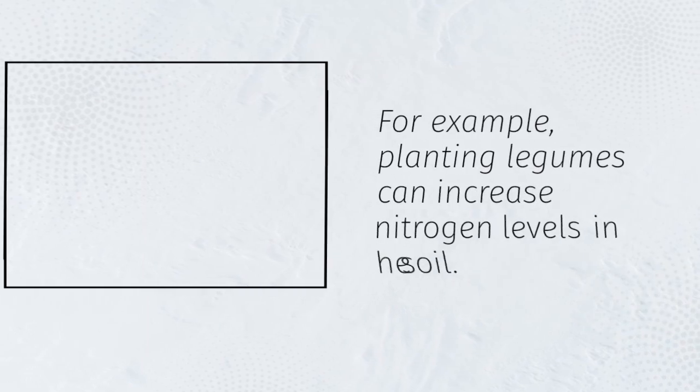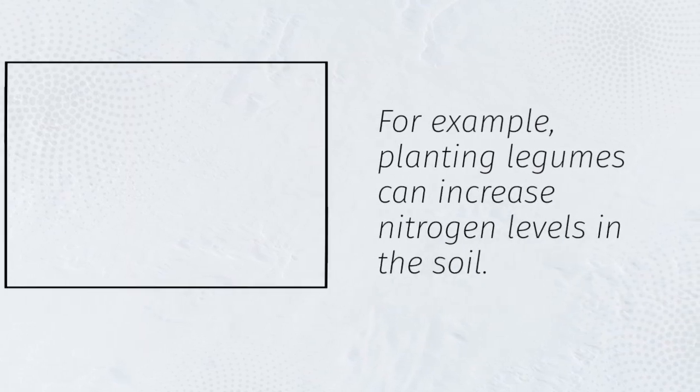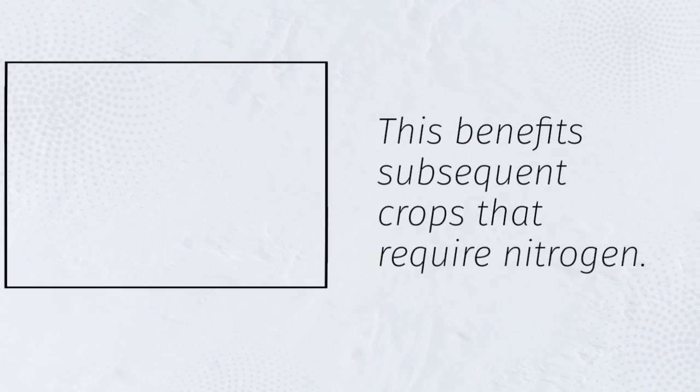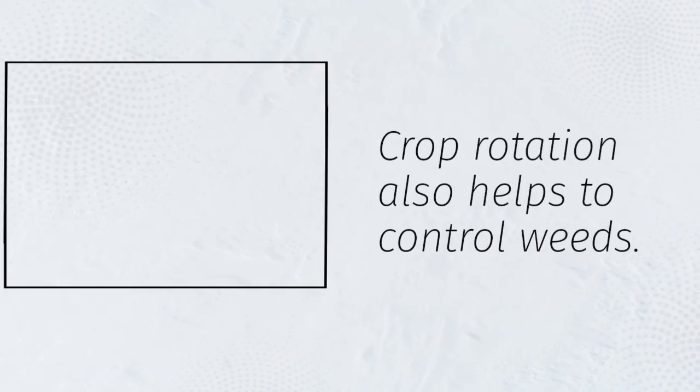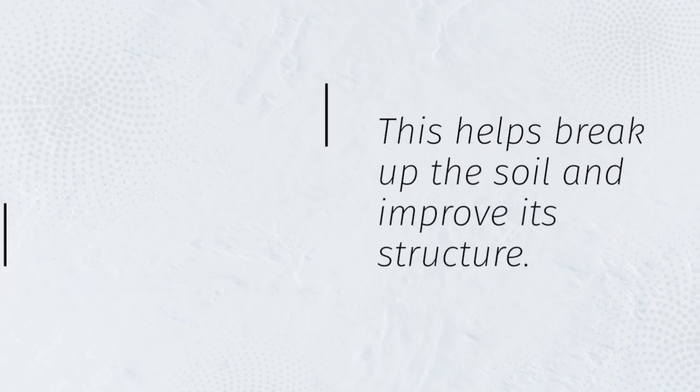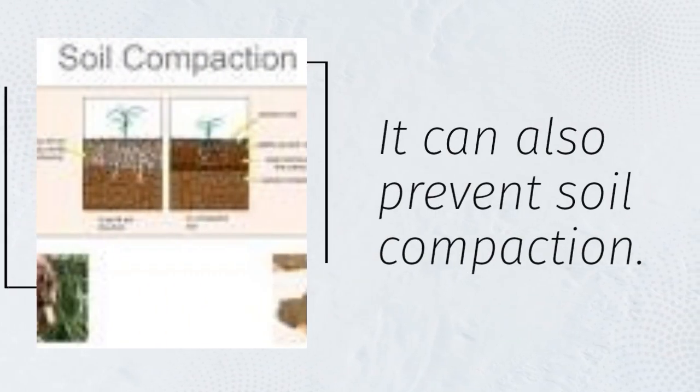For example, planting legumes can increase nitrogen levels in the soil. This benefits subsequent crops that require nitrogen. Crop rotation also helps to control weeds. Different crops have different root structures. This helps break up the soil and improve its structure. It can also prevent soil compaction.